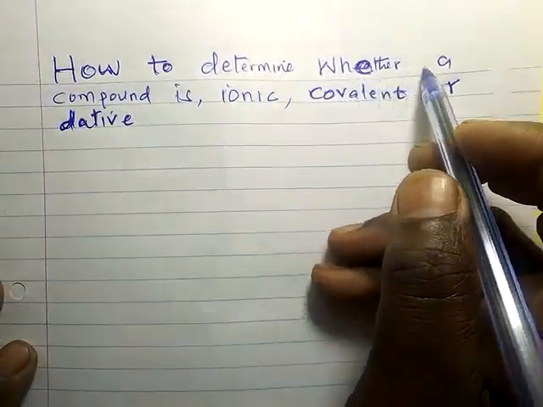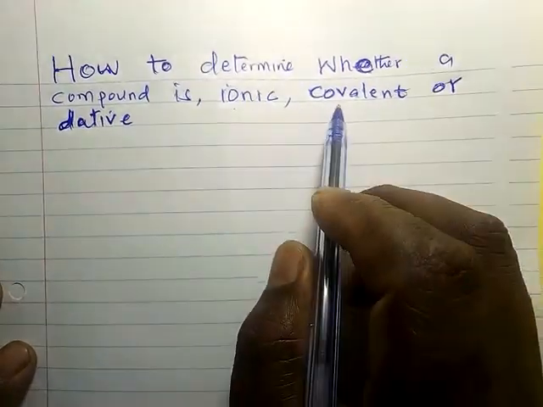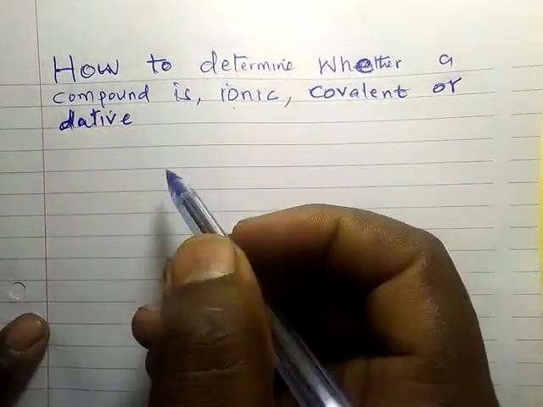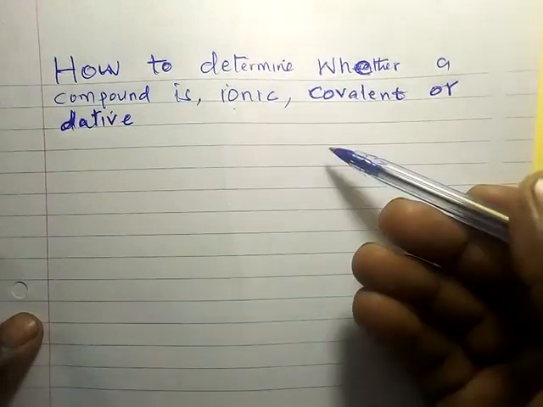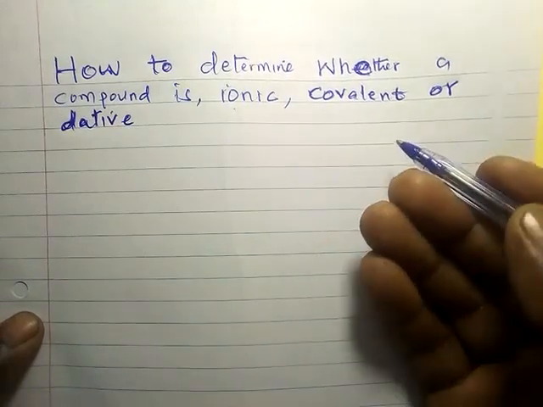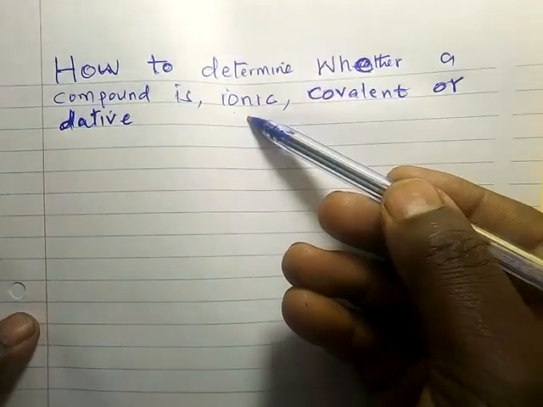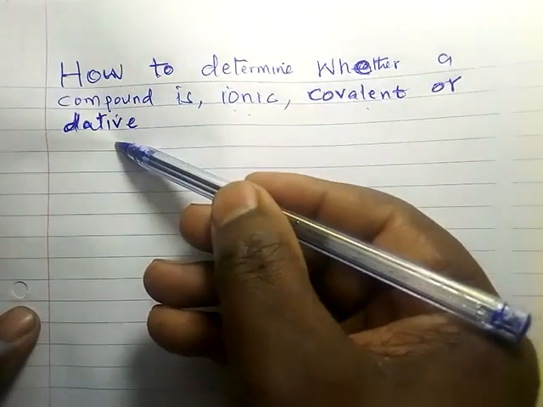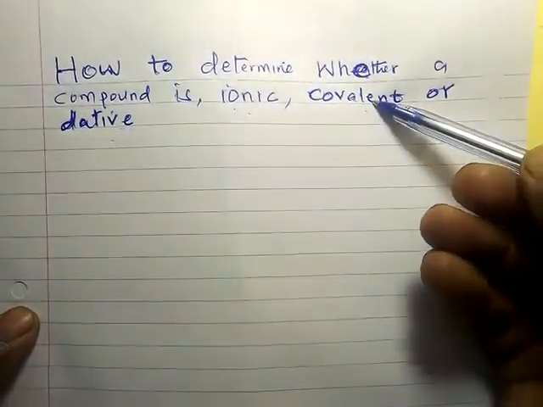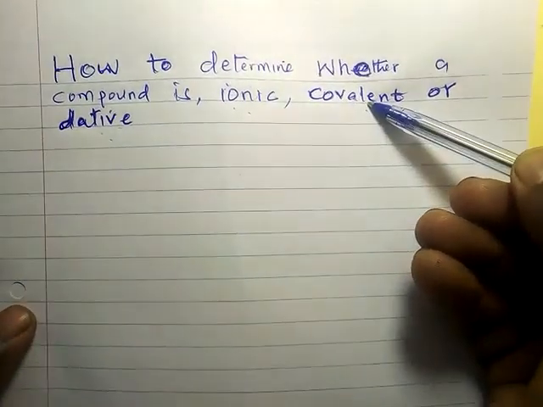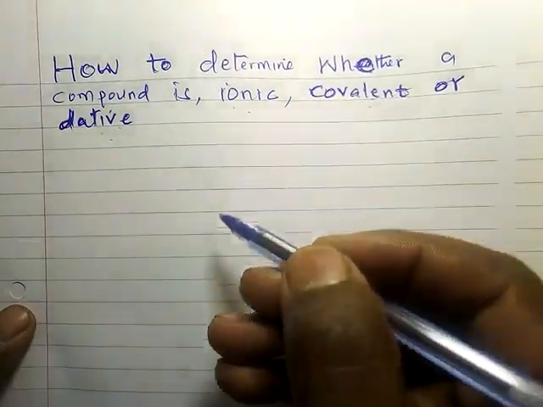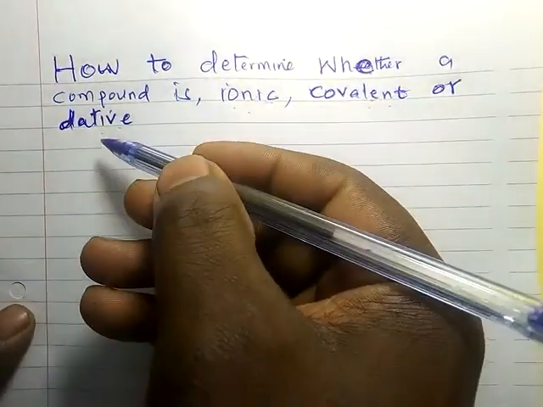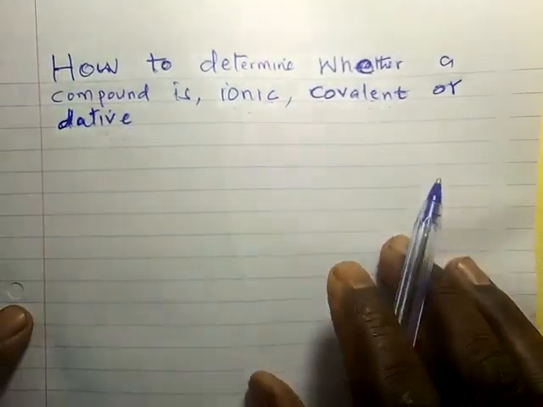How to determine whether a compound is ionic, covalent, or dative. As we all know, we have two major bonds. We have hydrogen bonding, but I am saying we have two major, which is ionic bonding and covalent bonding. I have intentionally left dative out because dative or coordinate bonding is a type of covalent bond. Therefore, this one depends on this. So how will you tell that a compound is ionic, a compound is covalent, a compound has got dative bonding?